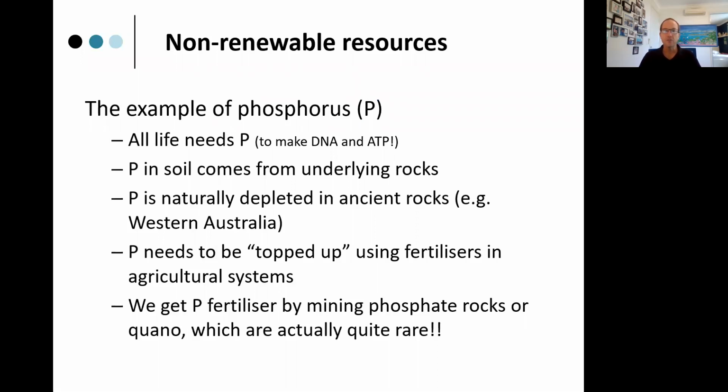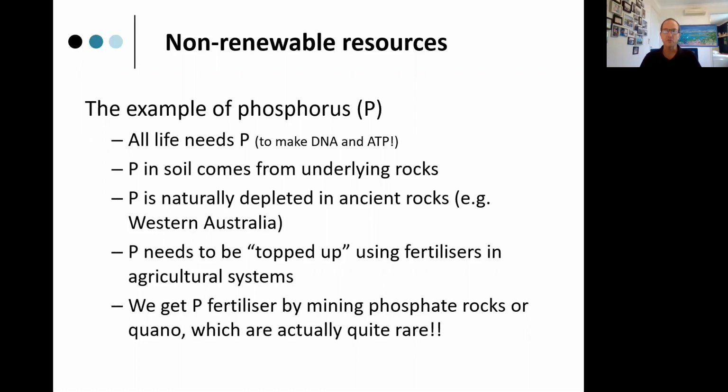Okay, phosphorus is another really critical non-renewable resource that I just want to touch on here. It's one of the key elements of all biological systems. So no matter what animal or plant you are, you need phosphorus. And that's because it's part of DNA and ATP, which are both biochemical things. Hopefully you know what both of them are.